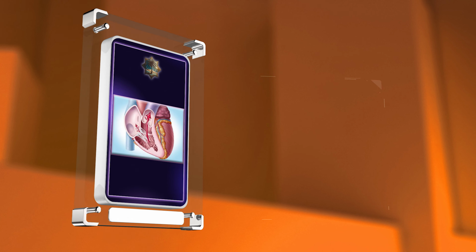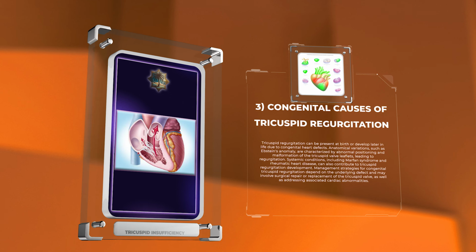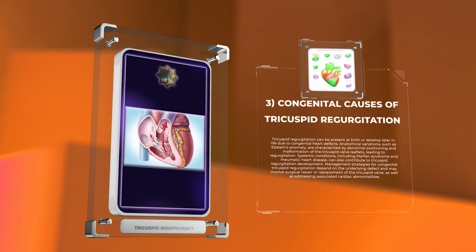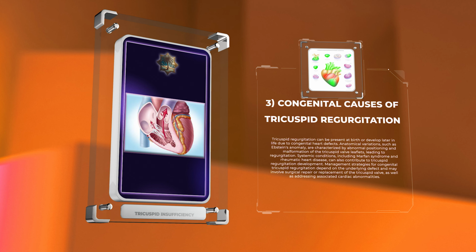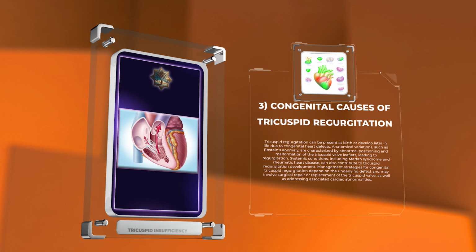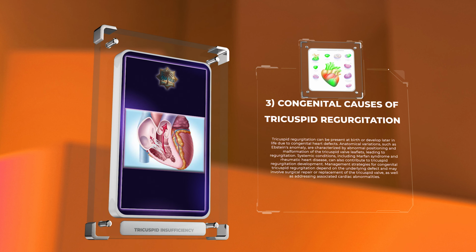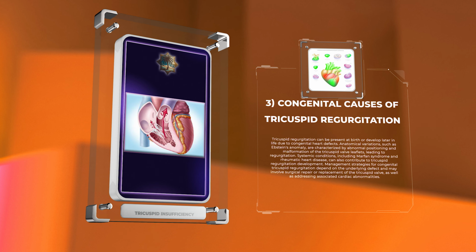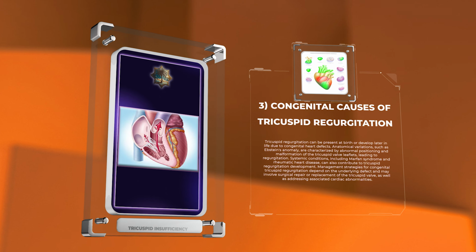Tricuspid regurgitation can be present at birth or develop later in life due to congenital heart defects. Anatomical variations, such as Ebstein's anomaly, are characterized by abnormal positioning and malformation of the tricuspid valve leaflets, leading to regurgitation. Systemic conditions, including Marfan syndrome and rheumatic heart disease, can also contribute to tricuspid regurgitation development. Management strategies for congenital tricuspid regurgitation depend on the underlying defect and may involve surgical repair or replacement of the tricuspid valve, as well as addressing associated cardiac abnormalities.